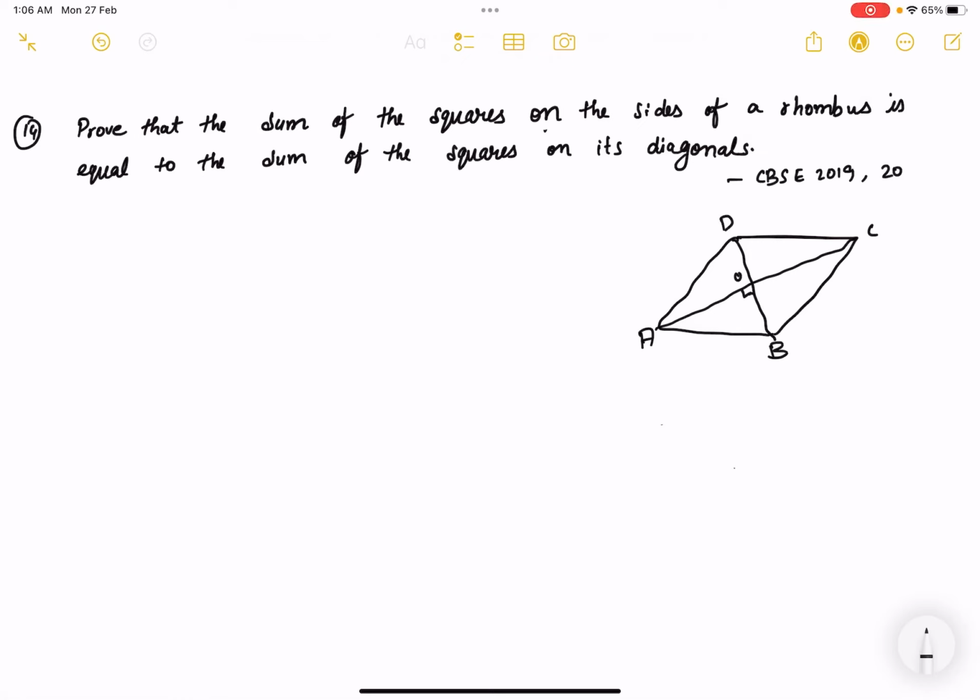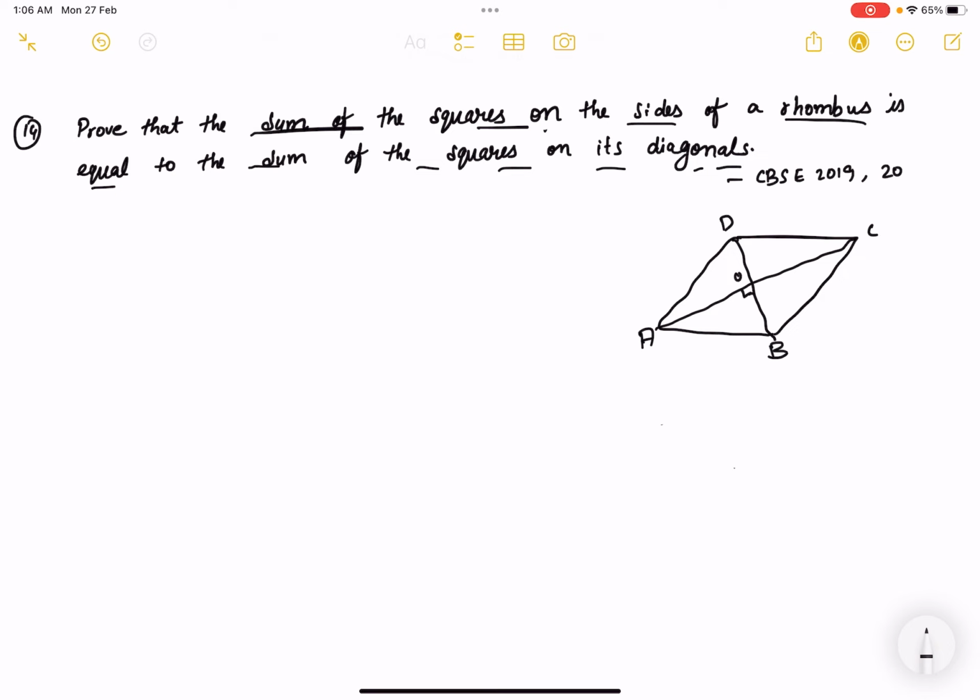Hello students. So this is the 14th example on the topic Pythagoras theorem asked in CBSE exams. So in this question we have to prove that the sum of the squares on the sides of a rhombus is equal to the sum of the squares of its diagonals.